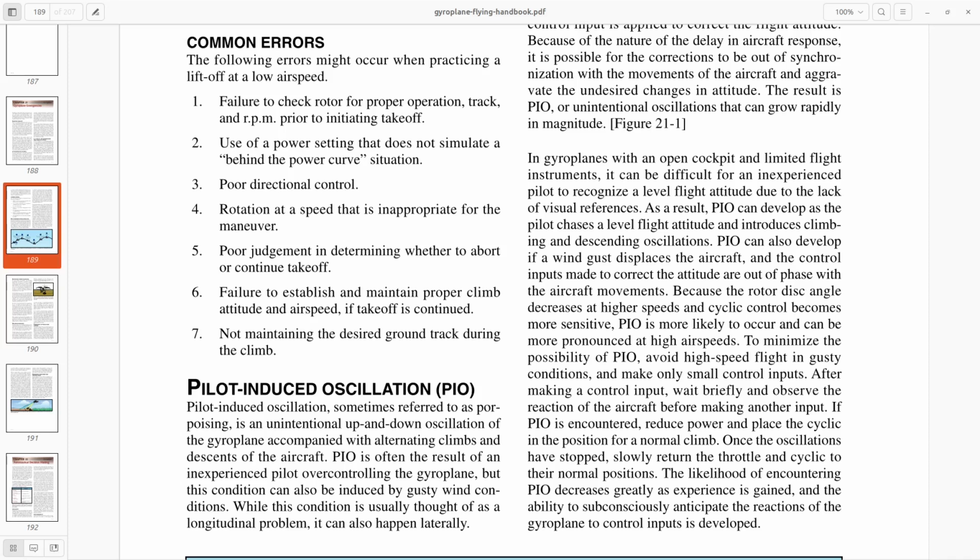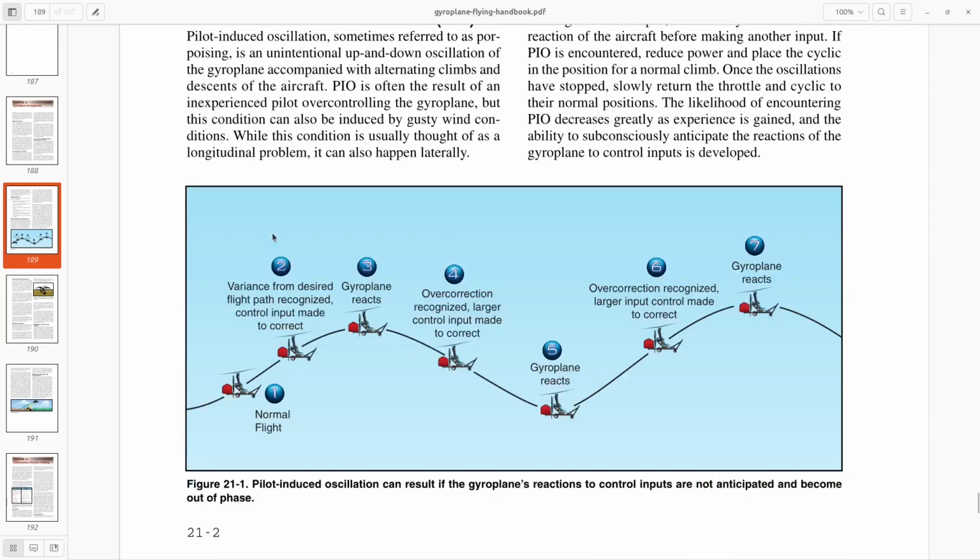And what is that? Normally, we're talking about these problems in the longitudinal axis, but they can occur also in the lateral axis. So what's going on? What's happening is that you're in this up and down oscillation, and it might look kind of like this. You're flying along and maybe you climb a little bit, and then you say, oh, well, I need to push forward on the stick because I'm climbing.